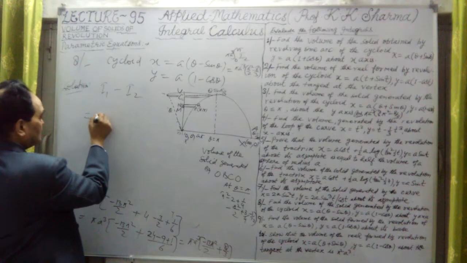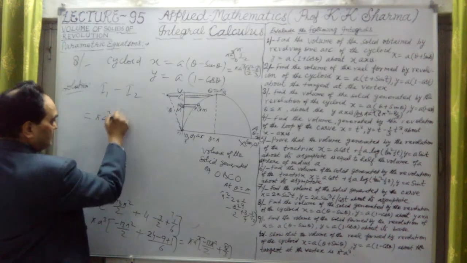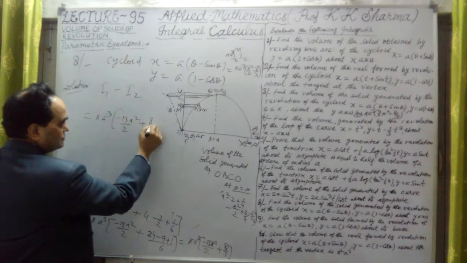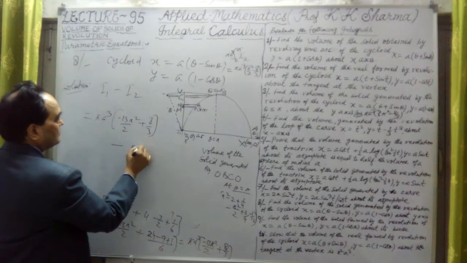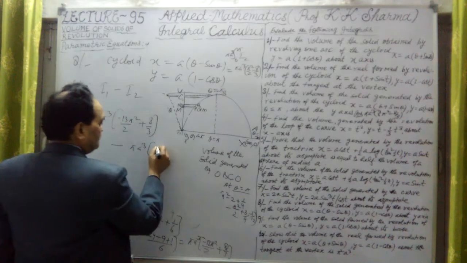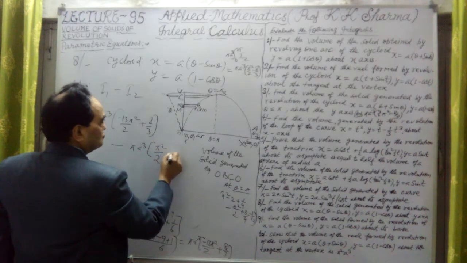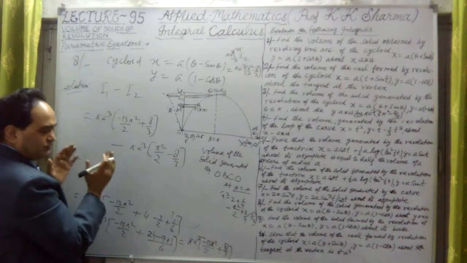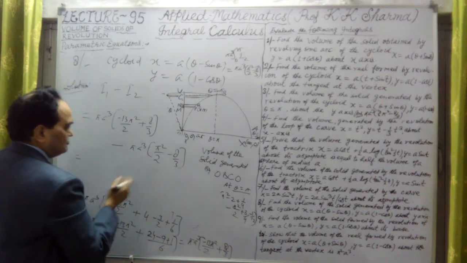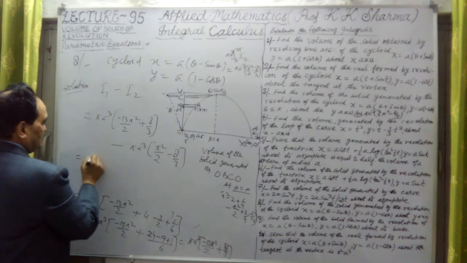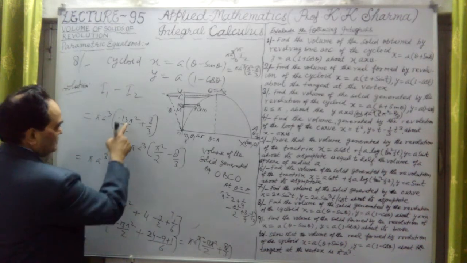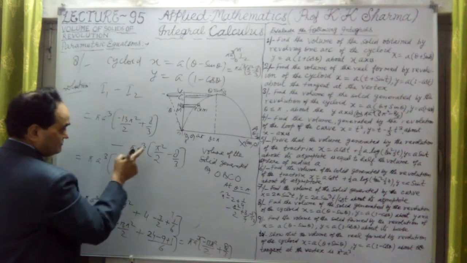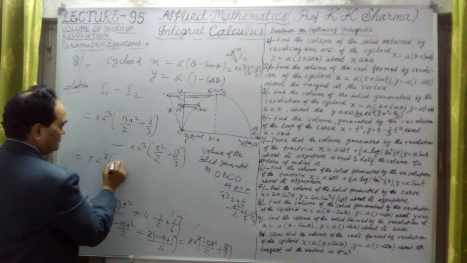So I1 is pi a cube. Within bracket it is minus 13 pi square upon 2 plus 8 upon 3. Minus sign, this is pi a cube. In bracket it is pi square upon 2 minus 8 upon 3. If the difference comes out to be negative, you will take positive sign because it is numerical value. It is pi a cube common out of both. This is minus 13 pi square and this is minus pi square upon 2. It is minus 14 pi square upon 2, that is minus 7 pi square.